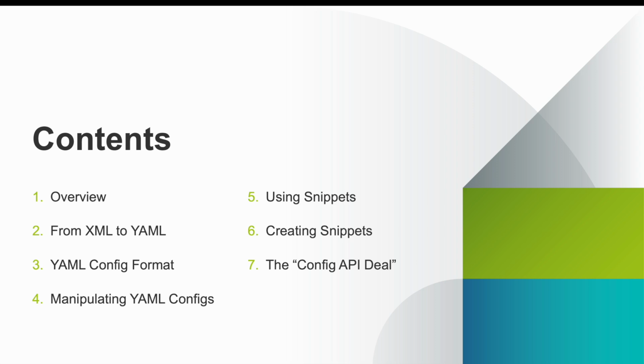The video is structured as follows. After a short overview, I'm going to show you how to convert from XML to YAML, and then look into the YAML config format. After that, in Chapter 4, I show you how to manipulate YAML config files from the command line or in a script. Then I'm introducing the concept of snippets, first by showing how to use snippets, then by showing how to create snippets. Last but not least, we'll have a look at the config API. The video has chapter markers that allow you to directly jump to the single chapters.